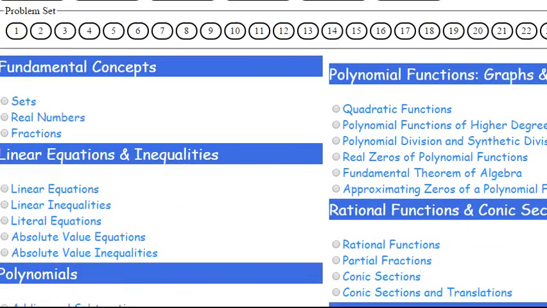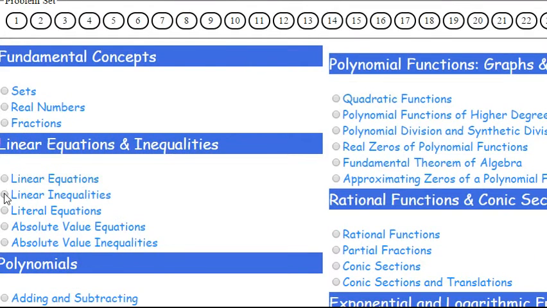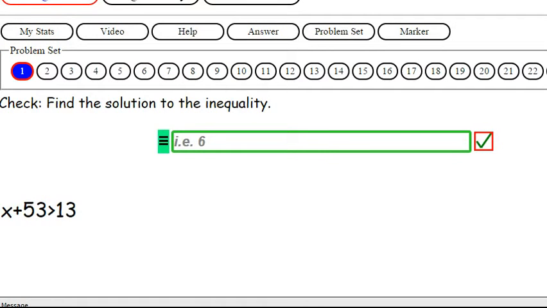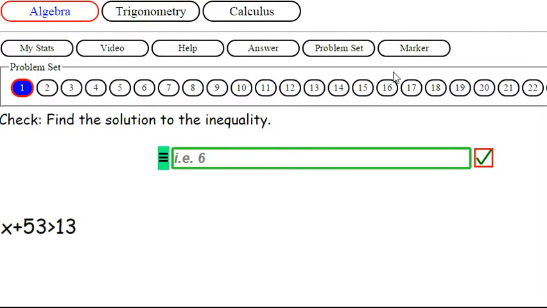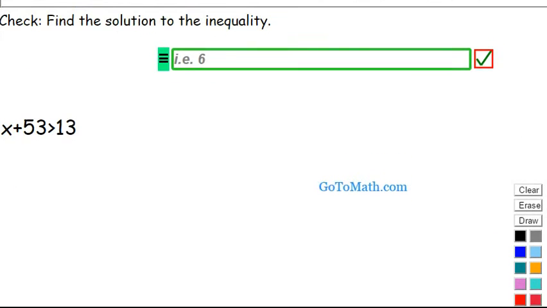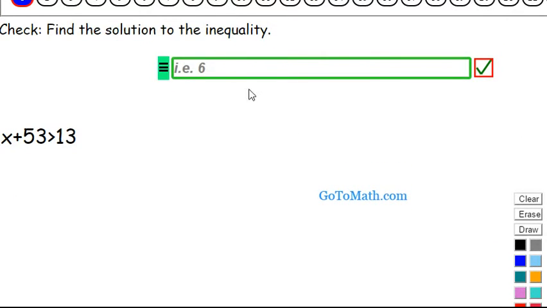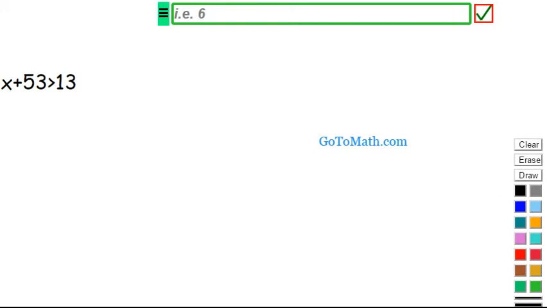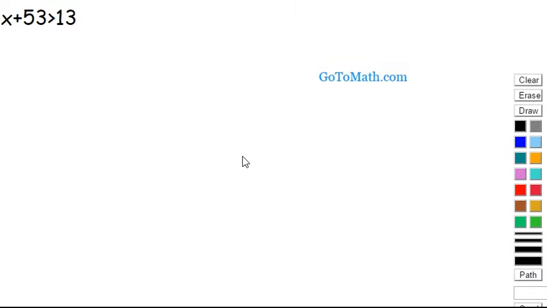Alright, we're over here at gotomath.com. Let's click on algebra and go down to linear inequalities. And of course, 1.1 was kind of a drawn out video there, so we'll try not to do that again. Alright, it says find the solution to the inequality, and actually it's not just one solution, but infinitely many of them. Yes. So I want to work in blue. Let's work in that color there.